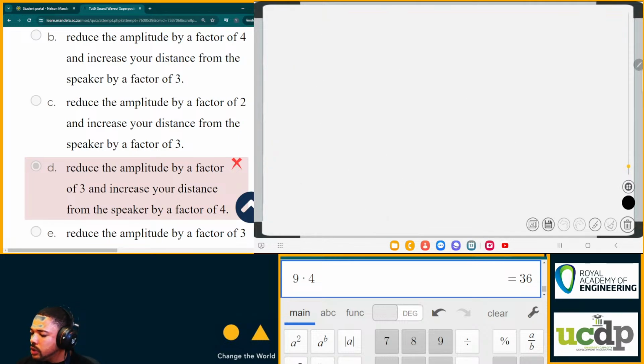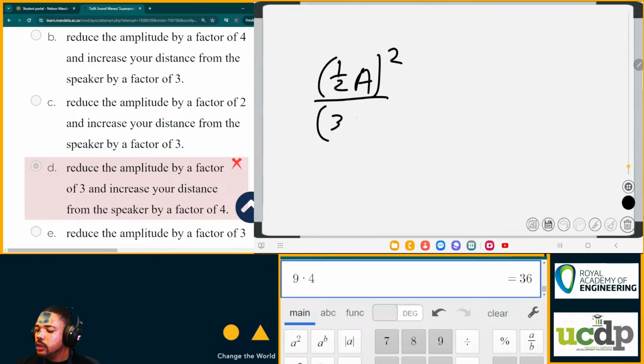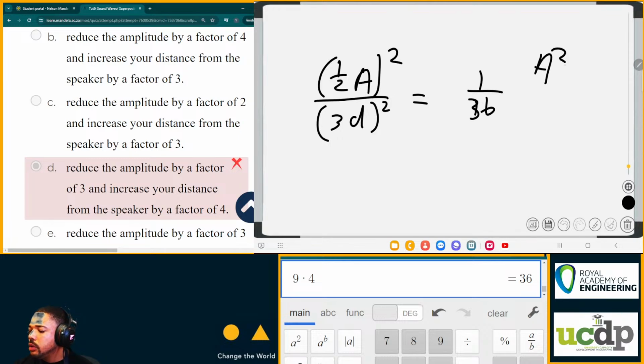Let me just redo C. It's reduced by a half, but increased by a factor of 3. That will give you 1 over 36, which is what we want, A squared over d squared. Okay, that is the one I missed. I made a small error there. So the answer is C.